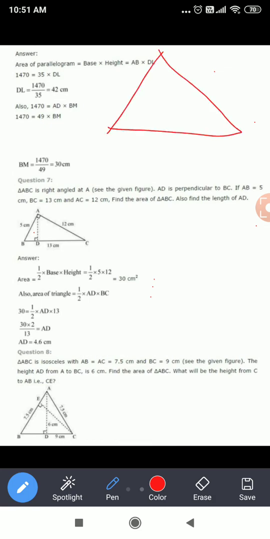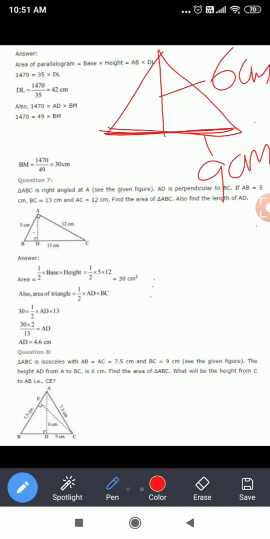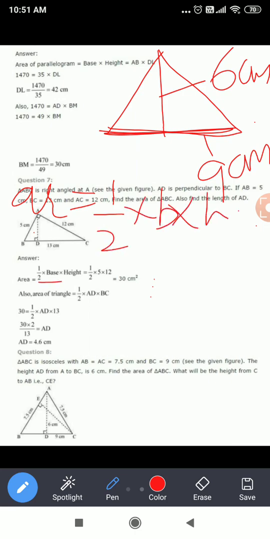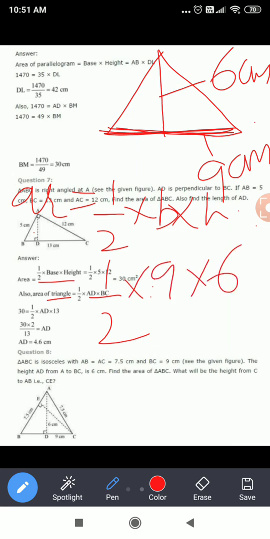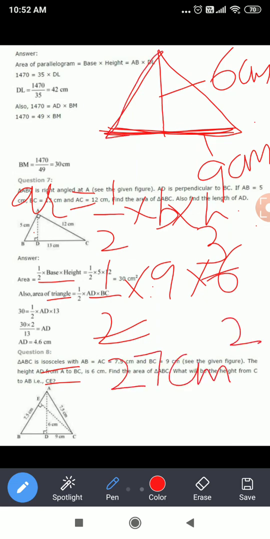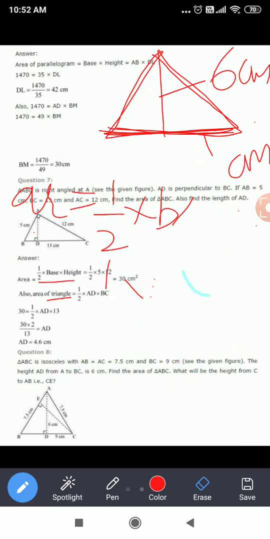So for this, you can see AD is this, so it is on BC. BC is 9 centimeters and AD is 6 centimeters. So area is equal to half into base into height. So half, base is 9, height is 6. 2 3s are 6, 9 3s are 27 centimeter square. This will be the area of the given triangle. Clear? Now the area is 27 centimeter square. Now we have to find the second height.